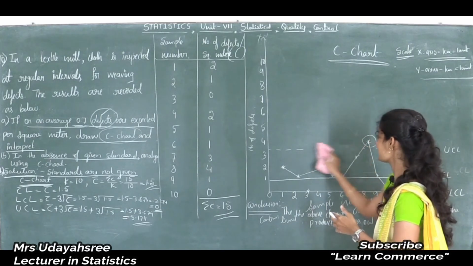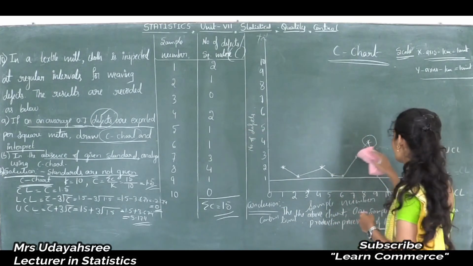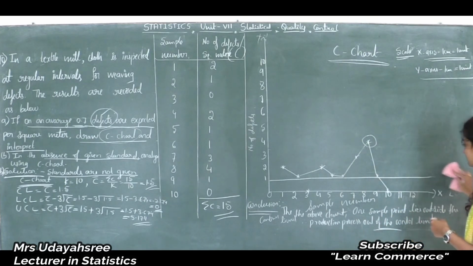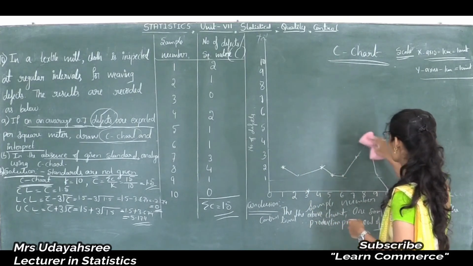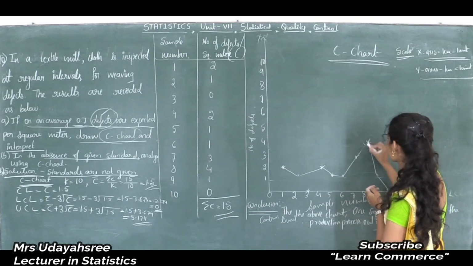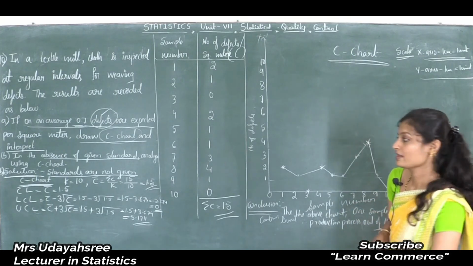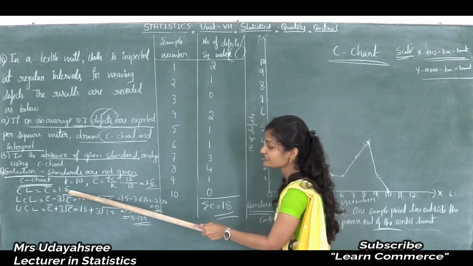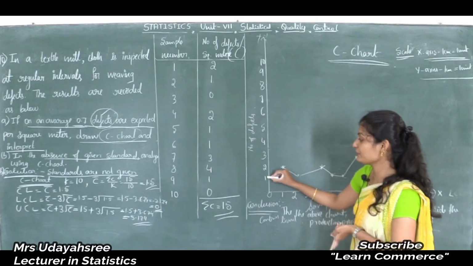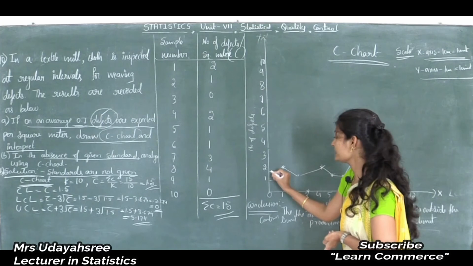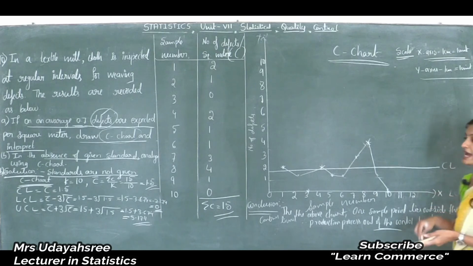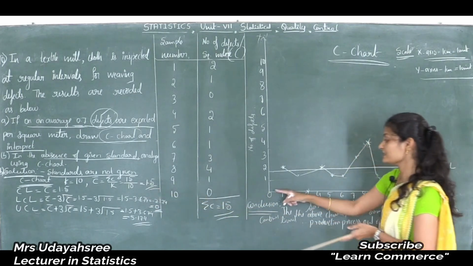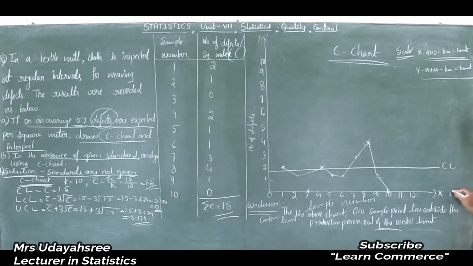See, here also sample points are same, right? Therefore I just remove horizontal lines. So see, here central line is 1.5. See, 1.5 comes in between of 1 and 2. So here it is 1.5. Therefore here I will draw one horizontal line. So this is central line. And next, lower control limit value is 0. Here 0 is origin. Therefore x axis is itself lower control limit.